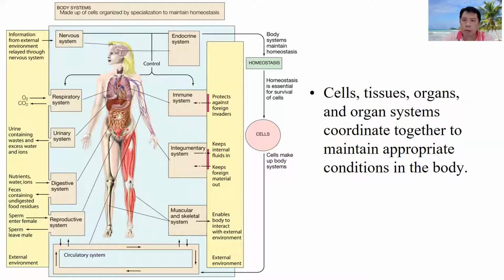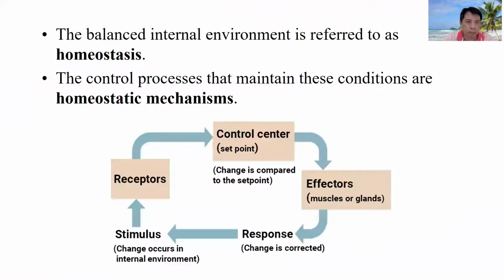Cells, tissues, organs, and organ systems coordinate together to maintain appropriate conditions in the body. That means all the organ systems found in the human body coordinate together to maintain a homeostatic balance in our body so that the cells can function effectively. The balanced internal environment is referred to as homeostasis. And the control processes that maintain these conditions are homeostatic mechanisms.